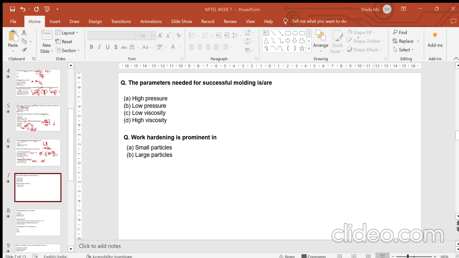But that will be true only during the green stage. Yes, that's correct. After sintering, everything will go. So then you should not consider it. Right, so if I'm going for sintering, then I should consider only the major components that are part of the powders. Yes. Okay.